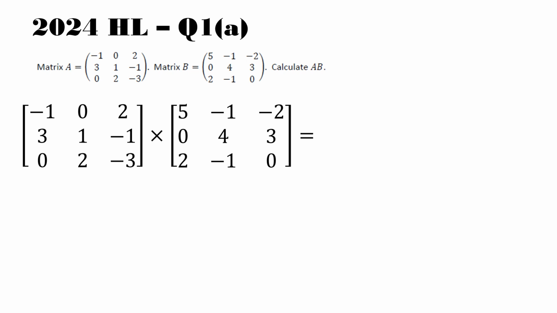It's really important to put A first, then followed by B. Remember that when we're multiplying matrices, they are not commutative. Matrix multiplication is not commutative. The order really does matter.